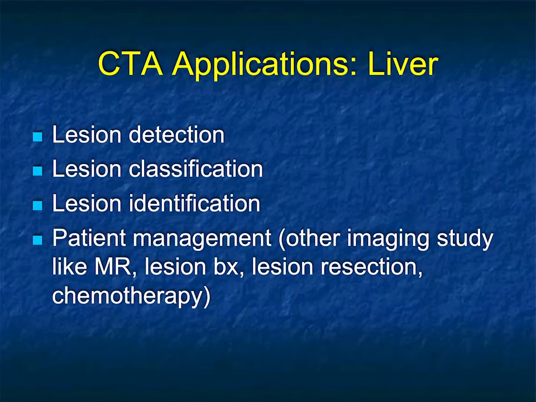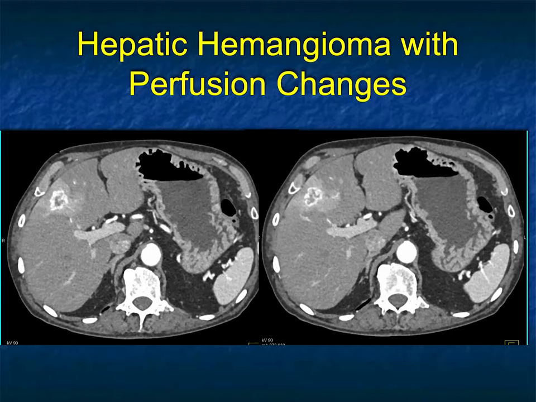So again, talking about all of the things: detection, classification, identification, and management. And we need to put all of that together. So let's just look at a few basic things we think about when we look at images. This is arterial phase. There's a lesion in the right lobe. There's a blush around the lesion. When I start seeing perfusion changes around the lesion, I often do worry about malignancy.